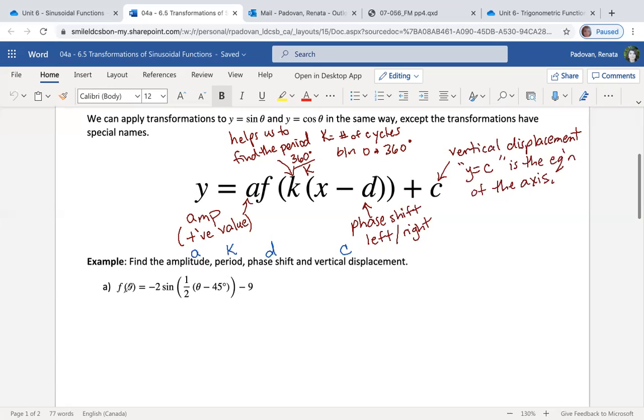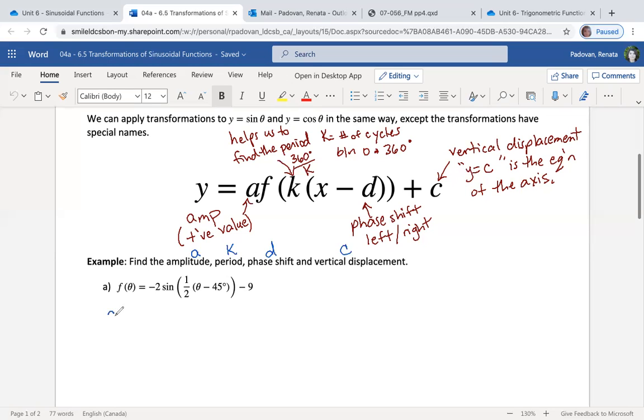So now you see I have a function in terms of theta, and it's the sine curve. So it equals -2 sine, inside the bracket 1/2, and then theta minus 45 degrees, and then everything subtracted by 9. So what is the amplitude?